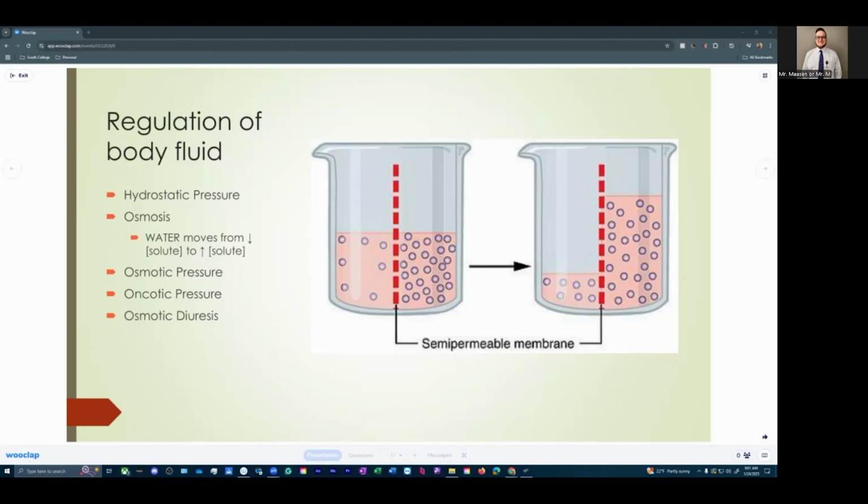Some of these other references here: osmotic pressure is basically the amount of hydrostatic pressure needed to stop the flow of water by osmosis. So this again depends on a concentration of solutes. Osmotic pressure is a term describing the amount of hydrostatic pressure needed to slow or stop the flow of water by osmosis. And this is going to depend on these concentration gradients here.